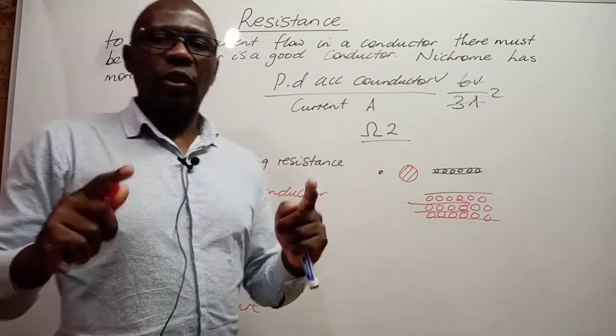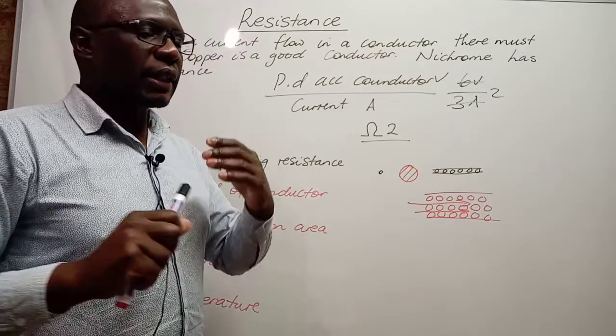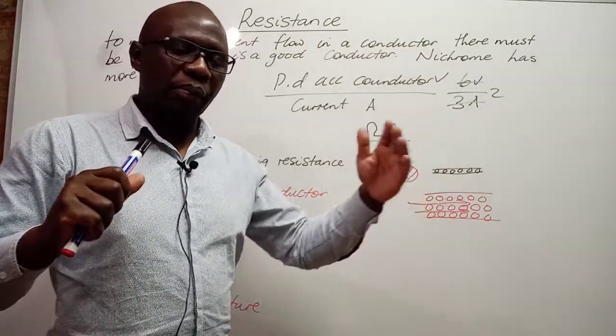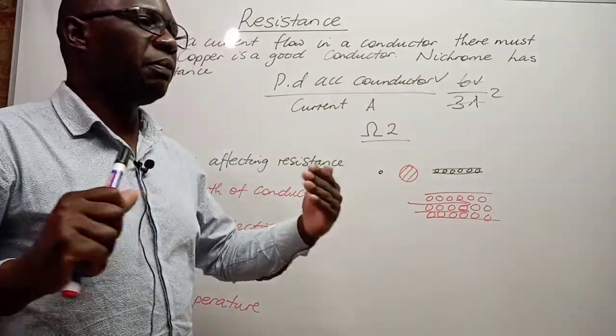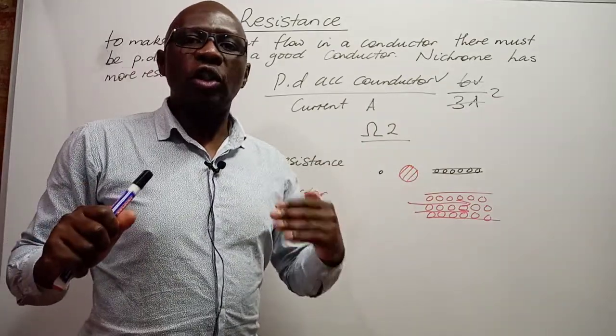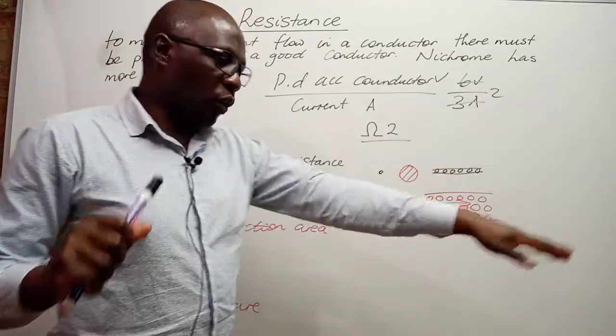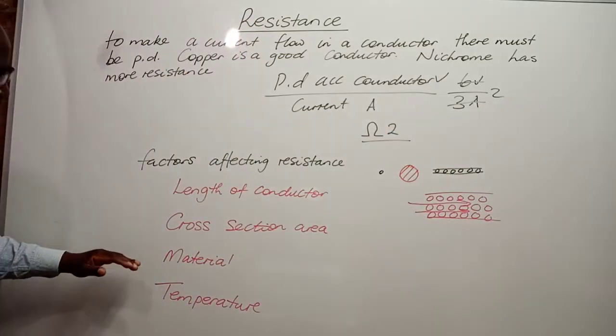So the thickness of the wire, the thicker the wire, the easier the passage. The passage has less resistance simply because there is more space for the electrons to negotiate their way through that particular wire, right?